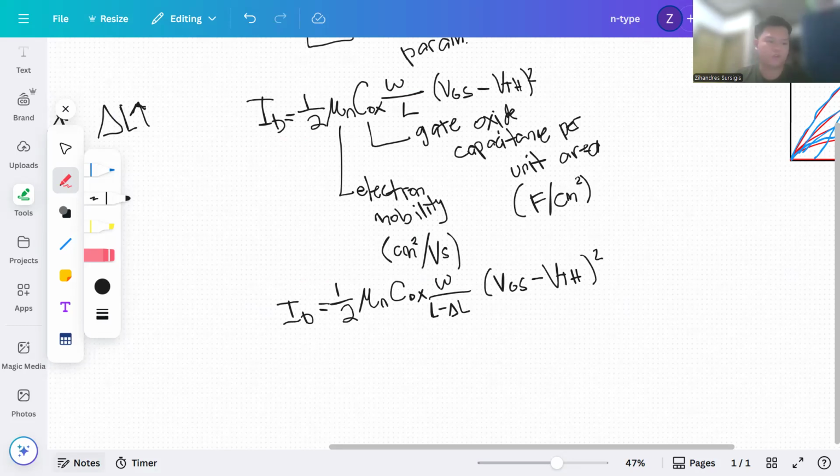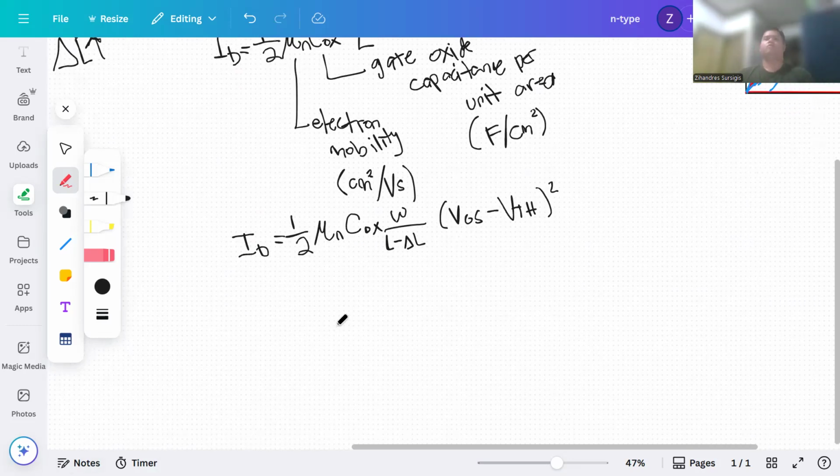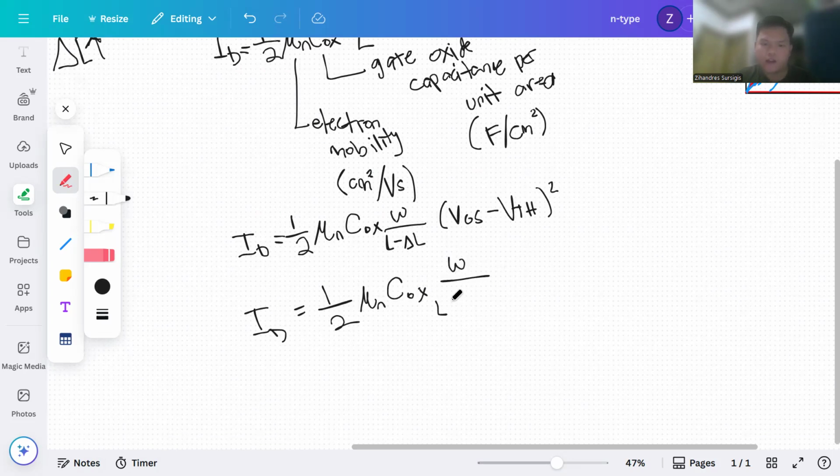Okay, now the equation still looks nice. So what I'll do is ilalabas ko yung factor na L as follows. And then the reason why is you'll see later kung bakit ko siya ilalabas. So this is just W over L times 1 minus delta L over L times VGS minus VTH squared.